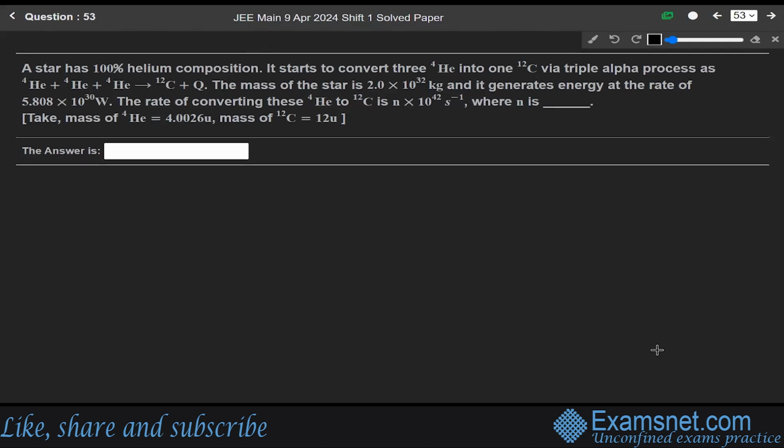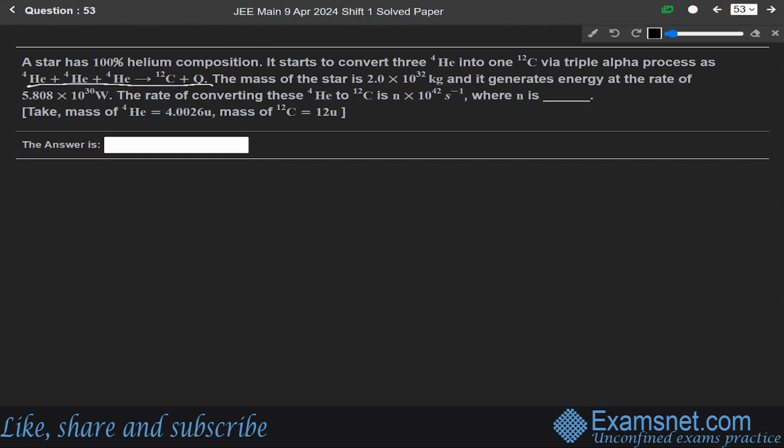Now next question is 53. A star has 100% helium composition. It starts to convert 3 4He into 12C via the triple alpha process. As this process happens, the mass of the star is 2 into 10 to the power 32 kg, and it generates energy at the rate of 5.808 into 10 to the power 30 watt. The rate of converting these helium-4 to carbon-12 is n into 10 to the power 42 per second. So we have to find the value of n. Okay, so this question is from the chapter of atomic and nuclear physics.